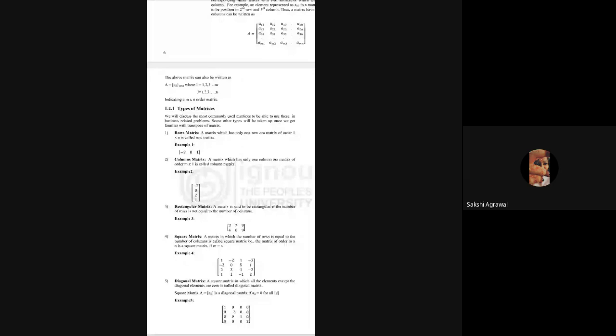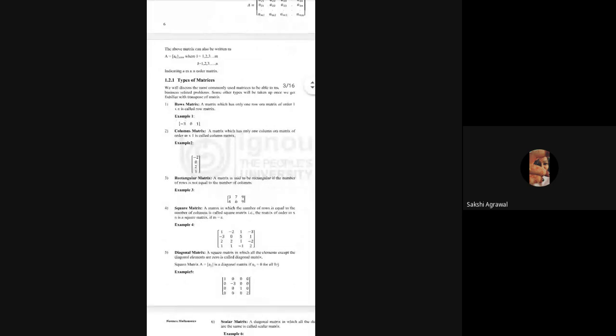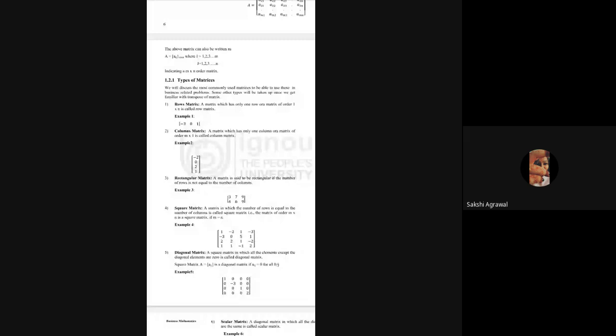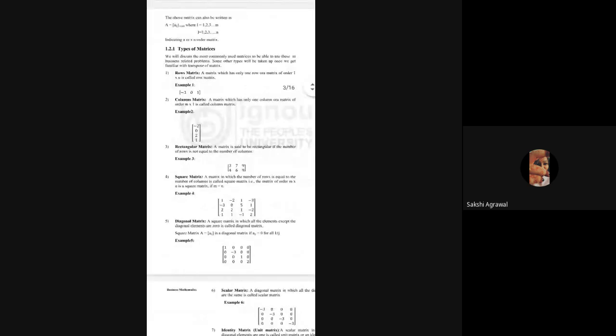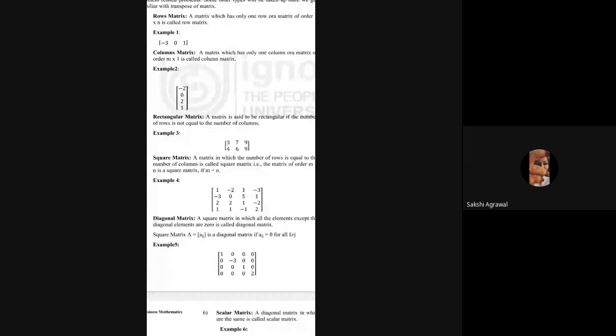Then come to the rectangular matrix. Three columns are there, and it is shaped as a rectangle, you can see there. Then come to the square matrix. A square matrix has an equal number of rows and columns. The number of rows and the number of columns should be equal, rows n and columns n.